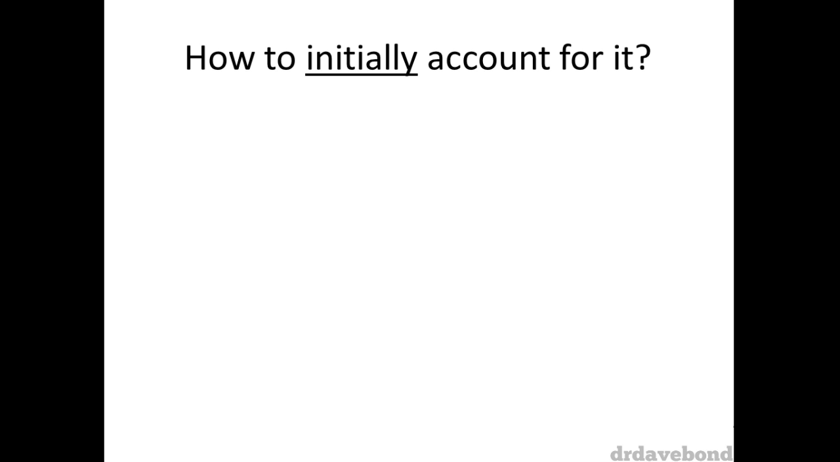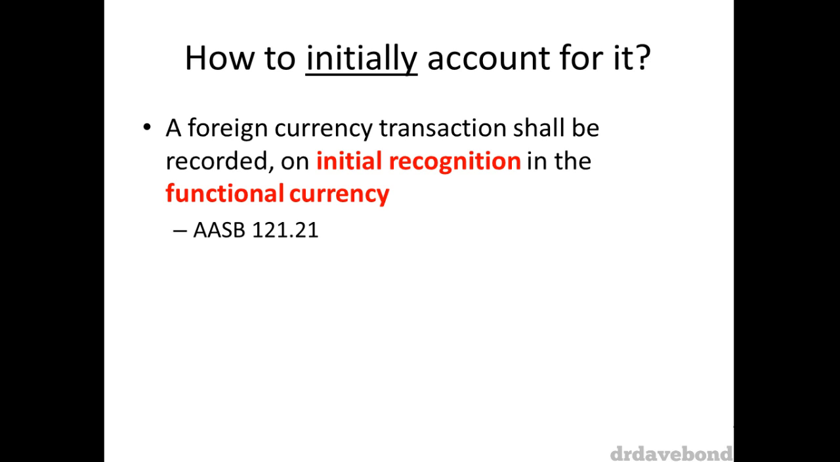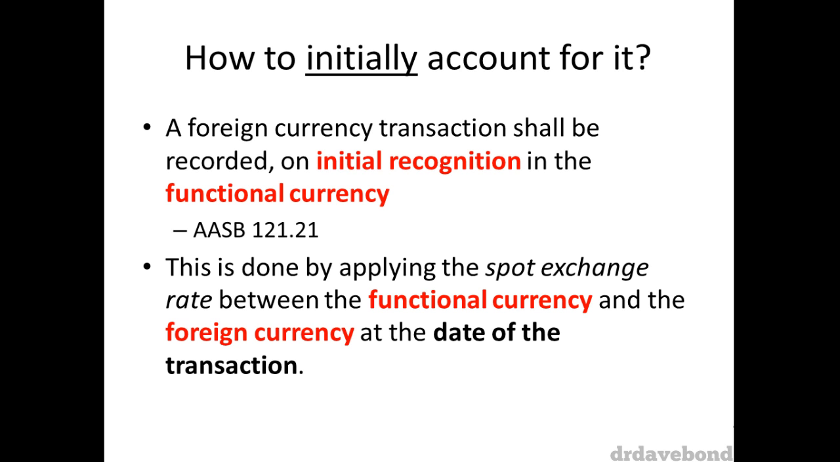Okay, now we've covered the various currency and rate definitions, let's look at the initial accounting. This is pretty straightforward. Paragraph 21 requires that a foreign currency transaction shall be recorded on initial recognition in the functional currency. To do this, we need to apply the spot exchange rate between the functional currency and the foreign currency at the date of the transaction.